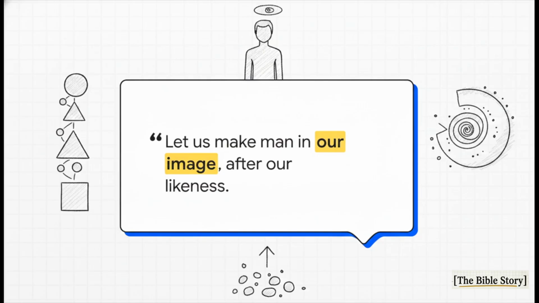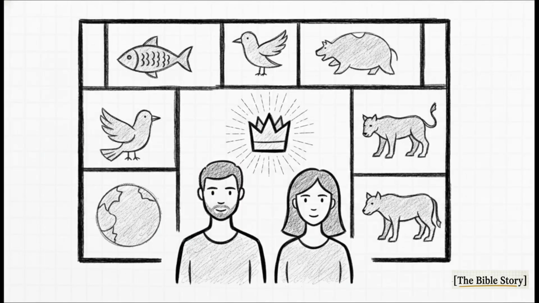Humanity isn't just another animal filling a space, they are designated as the very image of the creator within this brand new world. And with that image comes a very specific mandate. Male and female humans are given a job description. They're told to be fruitful and multiply, to fill the earth, to subdue it, and to have dominion over the fish, the birds, and every single living thing.